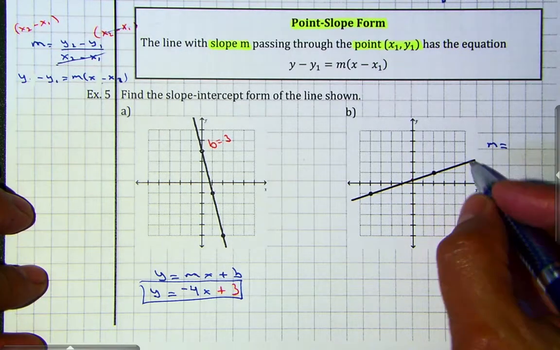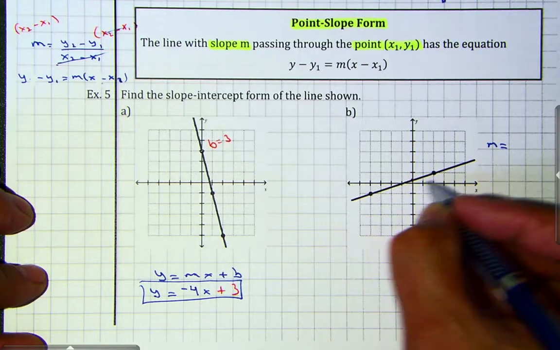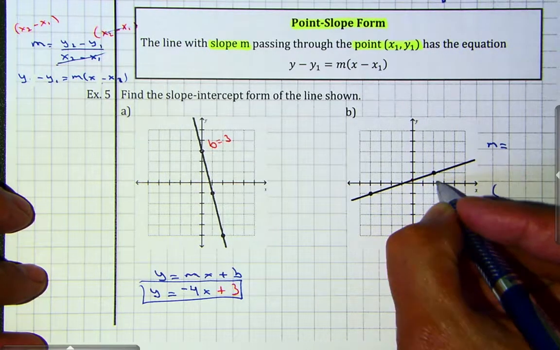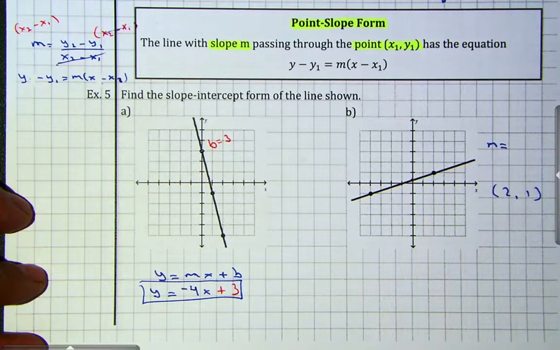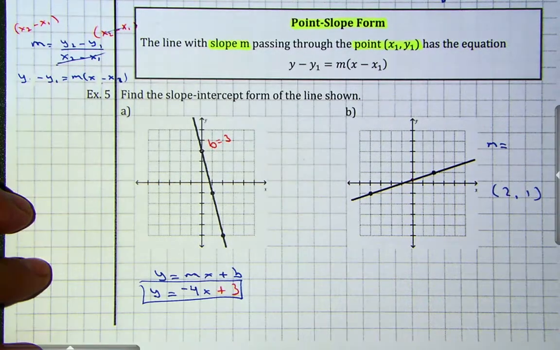Then let's use one of the points. Let's use this point here, which will be (2, 1). Use this equation, solve for y, see what you get for the equation, and then we can check it out. Let's go and pause it.